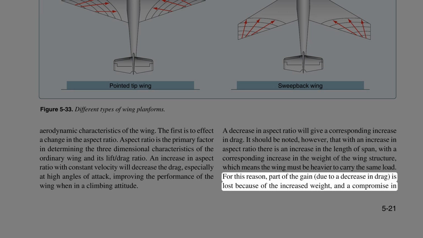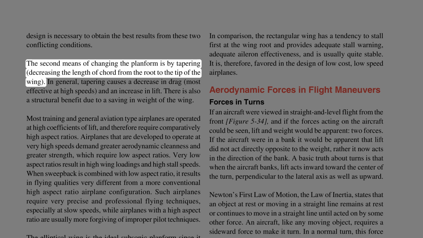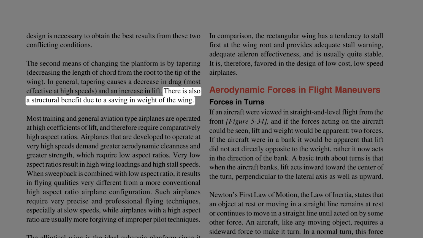For this reason, part of the gain, due to a decrease in drag, is lost because of the increased weight, and a compromise in design is necessary to obtain the best results from these 2 conflicting conditions. The second means of changing the planform is by tapering, decreasing the length of chord from the root to the tip of the wing. In general, tapering causes a decrease in drag, most effective at high speeds, and an increase in lift. There is also a structural benefit due to a saving in weight of the wing.